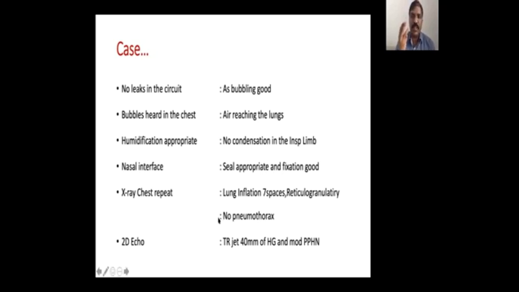So we have 3 approaches. One is to continue by giving a second dose of surfactant. But before giving surfactant, we have to ensure that all the parameters of CPAP are adequately given for the baby. If that is done, surfactant is the first choice. If surfactant you are not interested in, then you go to nasal IMV. And if you don't have nasal IMV facility, then you go to IMV. So in that order, we can go.